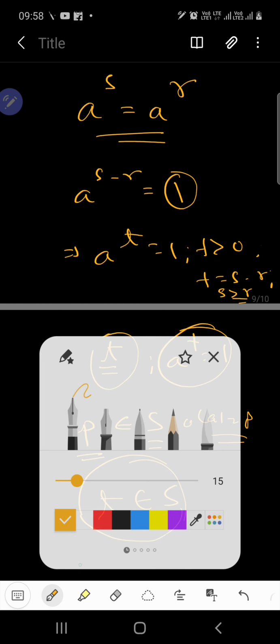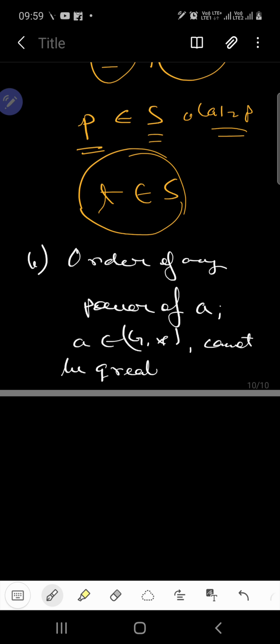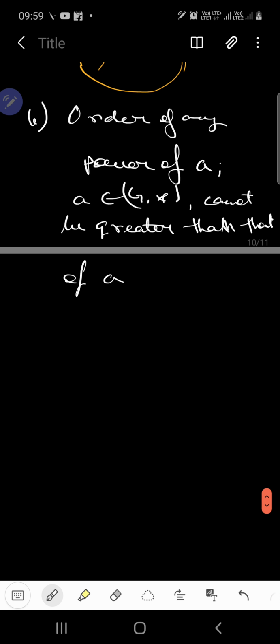Got my point? So let us understand the next topic. The next topic says that the order of any power of a, a belonging to the multiplicative group G star, cannot be greater than that of a. So this is also pretty understandable.